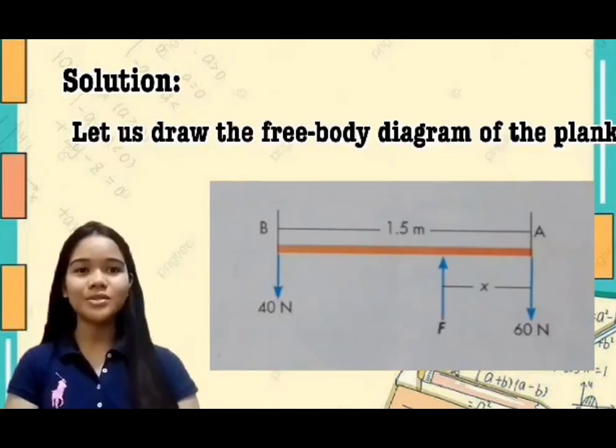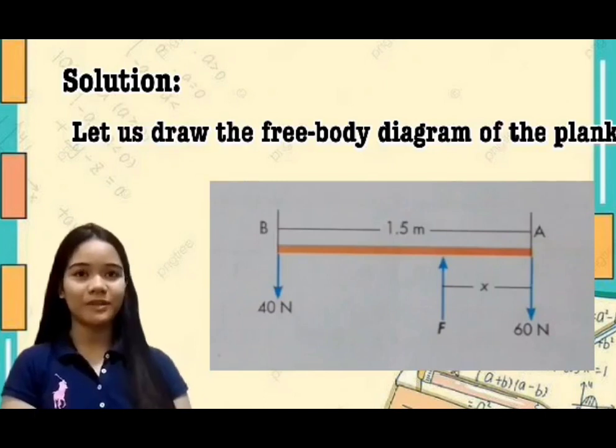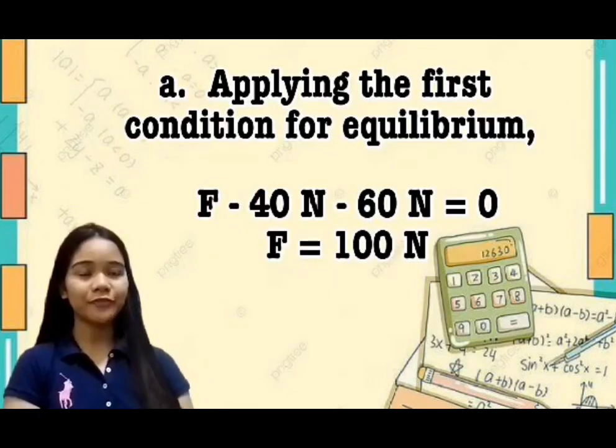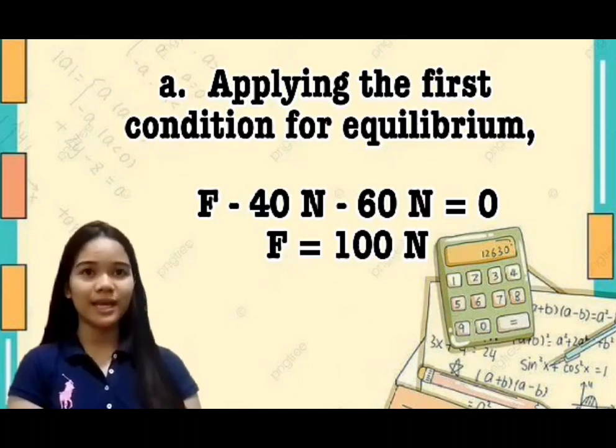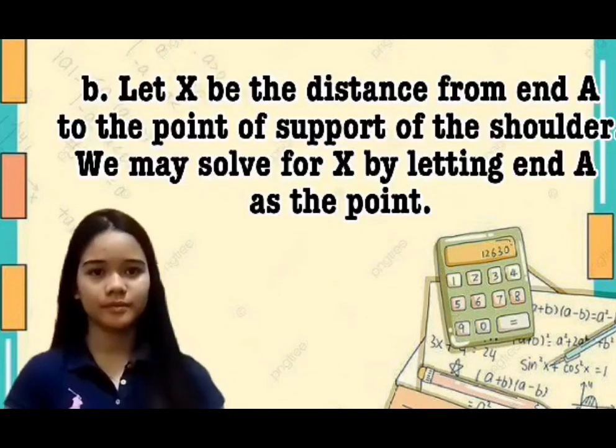Solution. Let us draw the free body diagram of the plank. A. Applying the first condition for equilibrium, F minus 40 N minus 60 N is equal to 0. F is equal to 100 N.